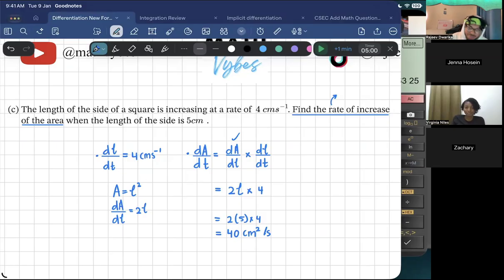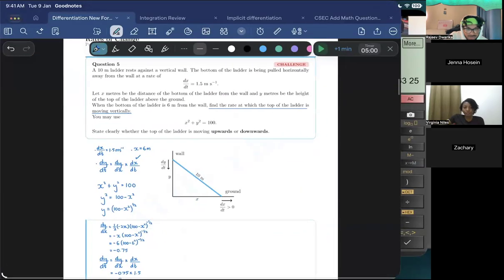That's the hardest for CSEC. It really doesn't get much harder than this, unless you're writing a paper 3. The rate of change questions in paper 3s, the odd math paper 3 questions, are brutal. They're like this level.